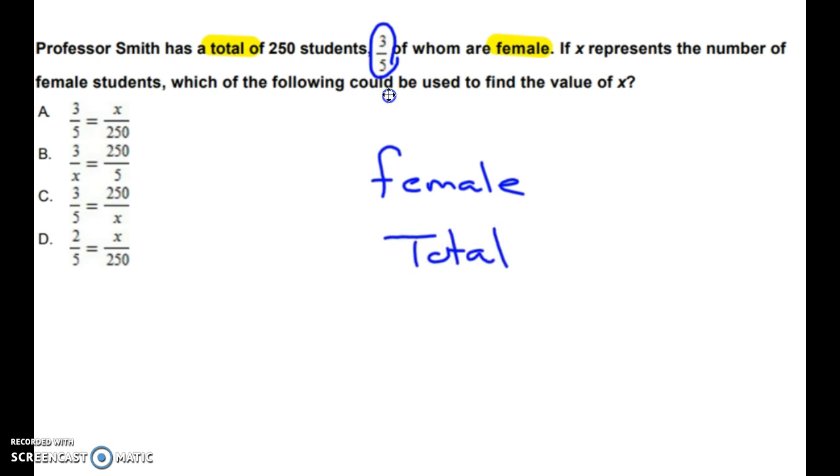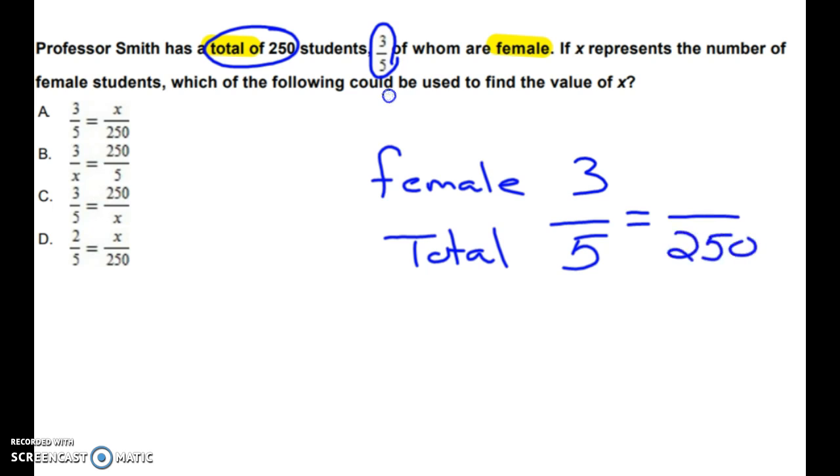So all I need to do is bring down my fraction, because again, the part and the total, and there's half of my proportion. Next, I have to figure out where the 250 is going. Well, the 250 is a total. So now I put the 250 here and the X here. So I know that I am cross multiplying the 5 and the X.